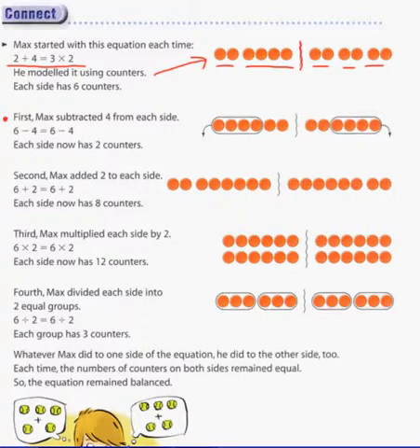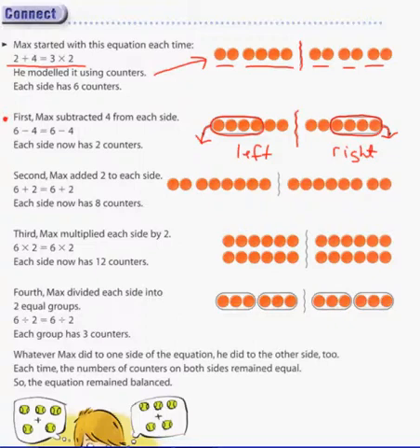First, Max subtracted 4 away from each side. So, that's what he did. And he drew kind of a grouping around 4 of them and showed a little arrow. And that means take away. And he did it to both sides. And you're going to notice that if you do something to one side of your equation, for example, the left side, the right side of your equation, if you want to keep things balanced, you have to do exactly the same thing to both sides.